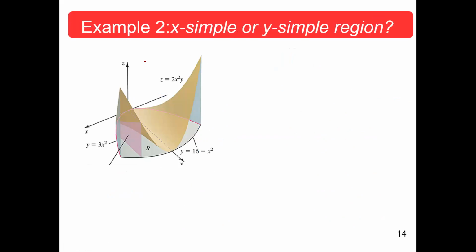All right, now next, let's look at example 2. Let's take a look at this graph carefully. We see this is the surface z equals 2x squared y, and somehow it has been simply projected to the bottom, and you got the region R.